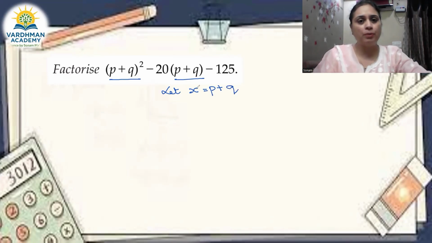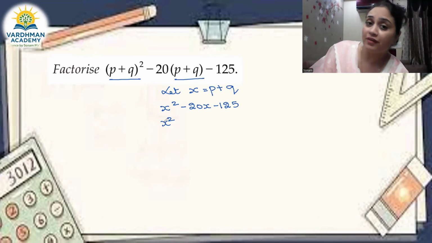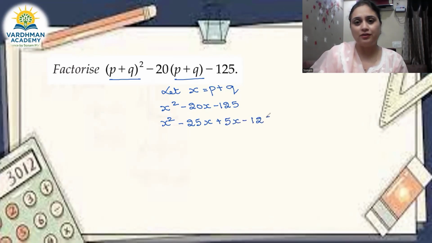Now you will change the whole polynomial in terms of x. So what do you have? You have x square minus 20x minus 125. Now if you factorize 125, what will it be? 25 times 5. Right, what will be the factors of 125, children? 25 times 5. So 25 times 5 will make it minus 20. How will you make it? Minus 25x plus 5x minus 125.